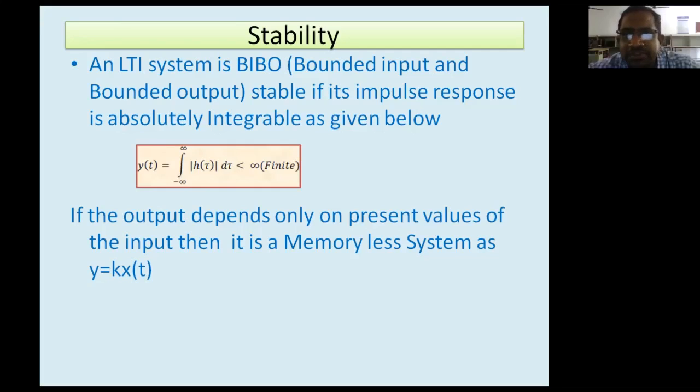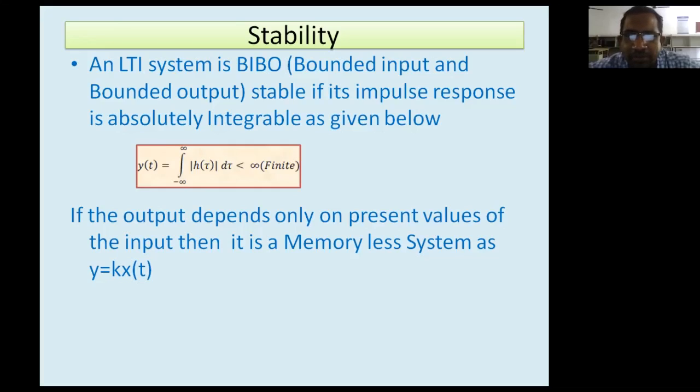And one more type of system we have, which is called a memory-less system. What is a memory-less system? The output of a system does not remember the previous inputs. If the output does not depend on the previous inputs, it is known as a memory-less system. A memory system is what? It remembers the past inputs. Okay, it's known as a memory system, obviously.